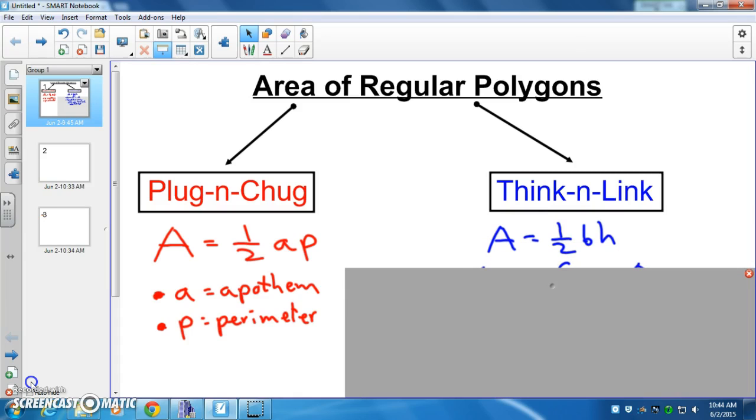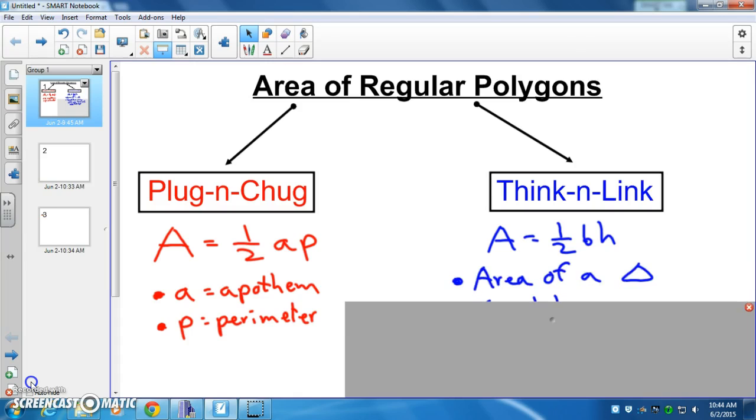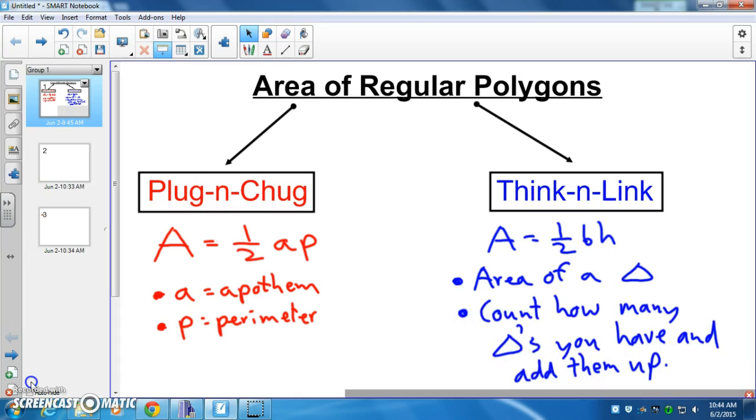That you know, oh, he's talking about triangles. I know how to find the area of a triangle. I've done that plenty of times. I've hardly ever done the area of a regular polygon. So if we go back to our basis, back to what we know, we're going to find the area of a triangle. And when you find that area of a triangle, there are multitudes of that triangle in the polygon. So we're going to count how many triangles you have and add them up.